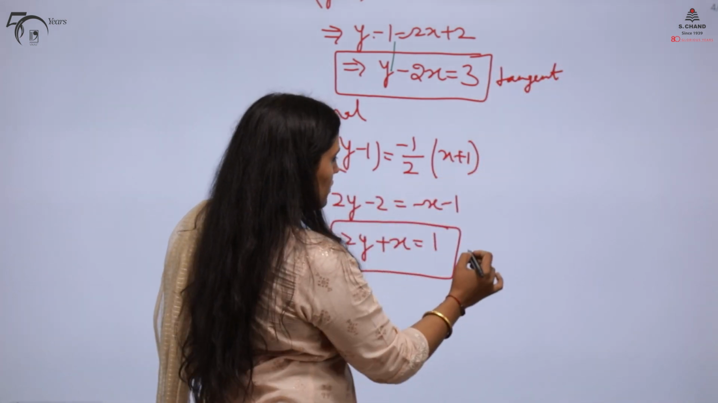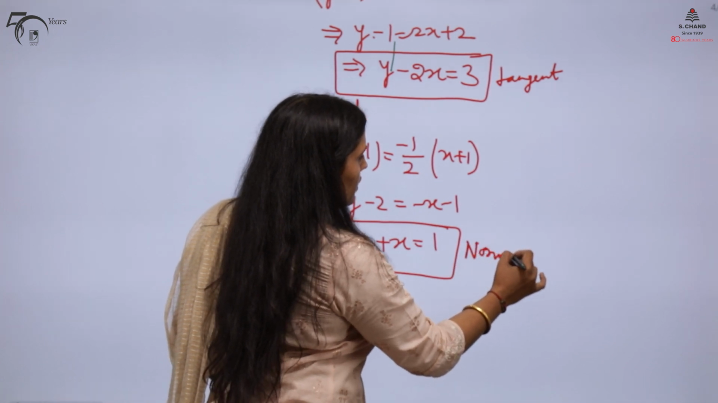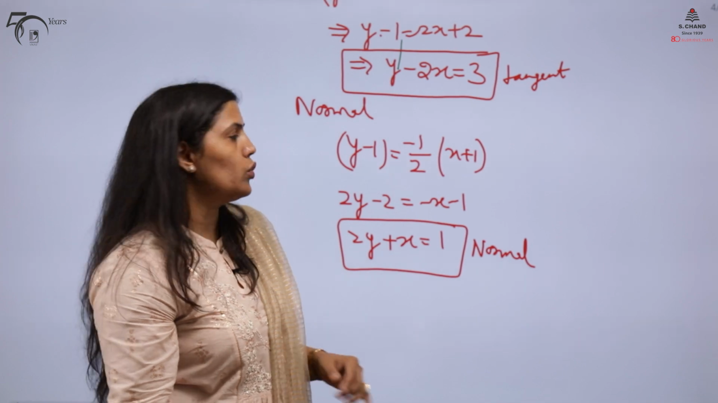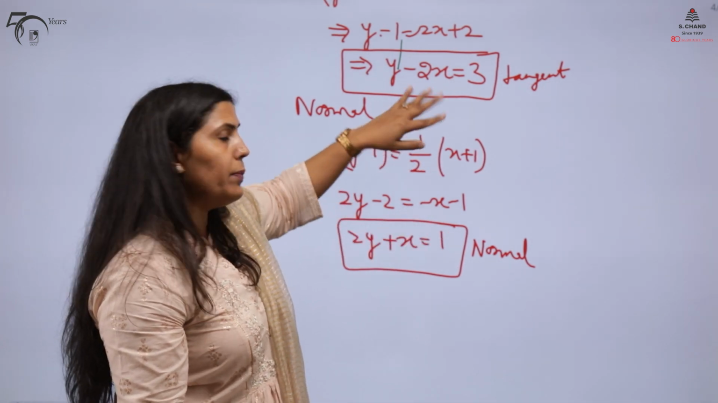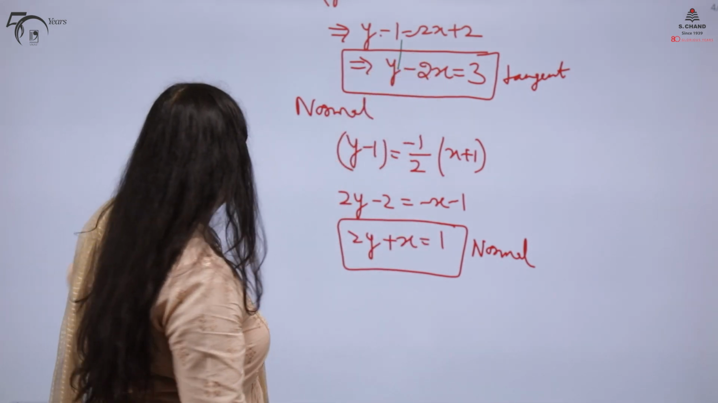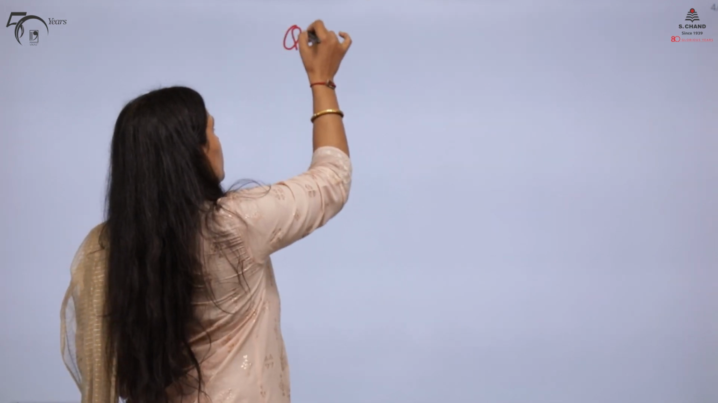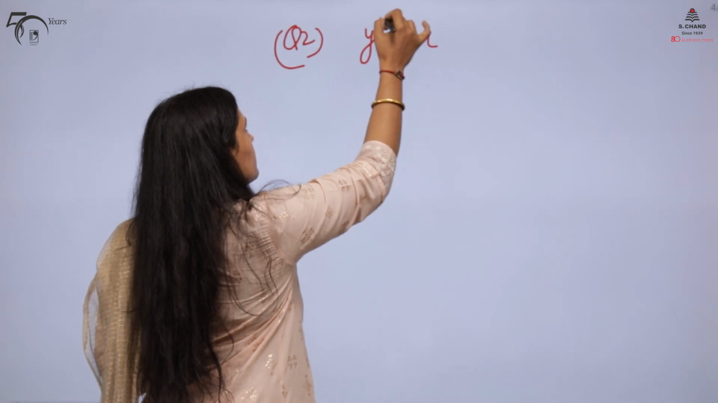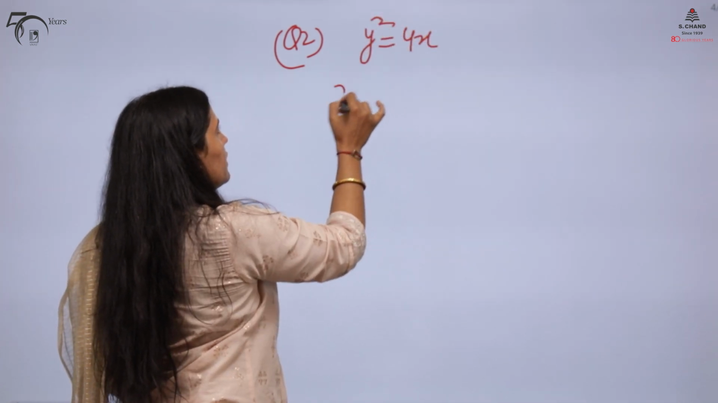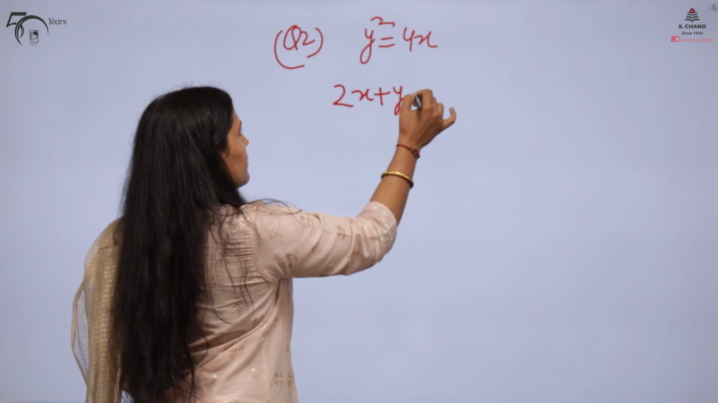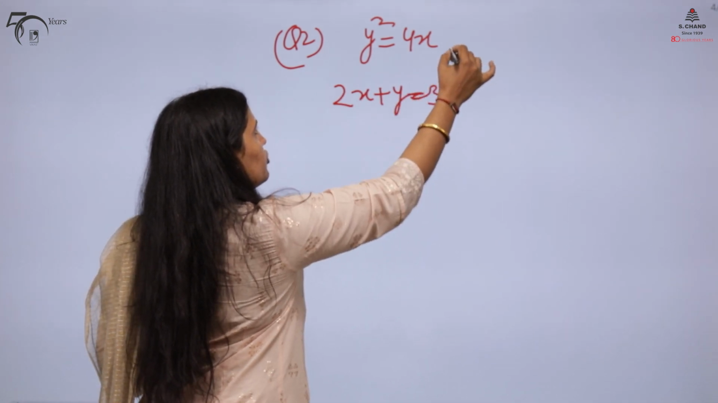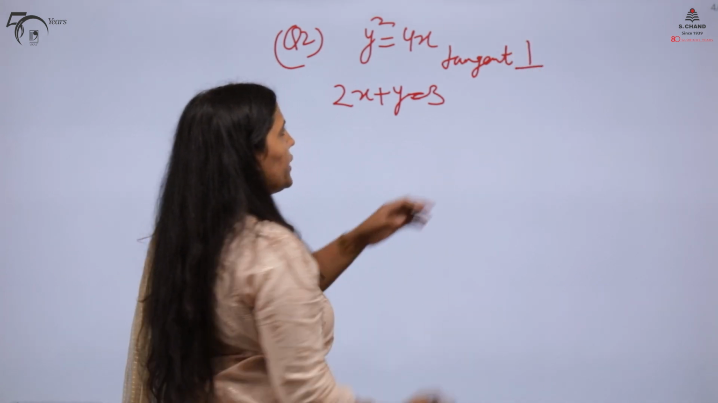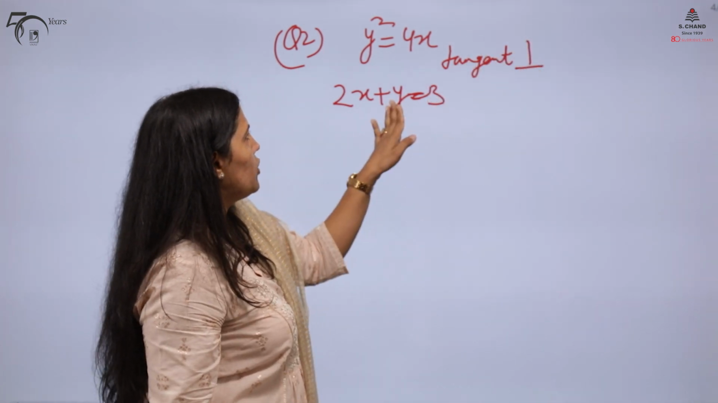Now suppose in a question it is given that there is a curve and a line, and the tangent is perpendicular to the given line. I will just give you the idea of what you will be doing. Suppose this is the curve and this is the line, and the tangent is perpendicular to this line.